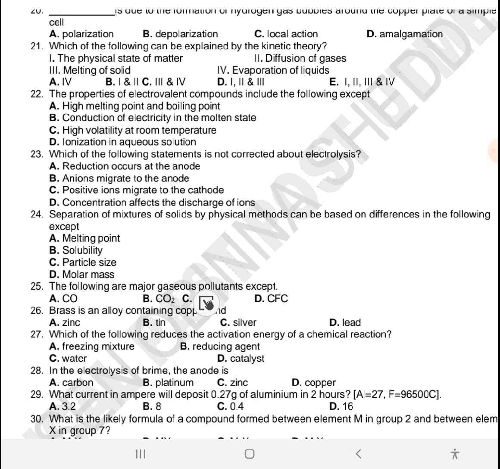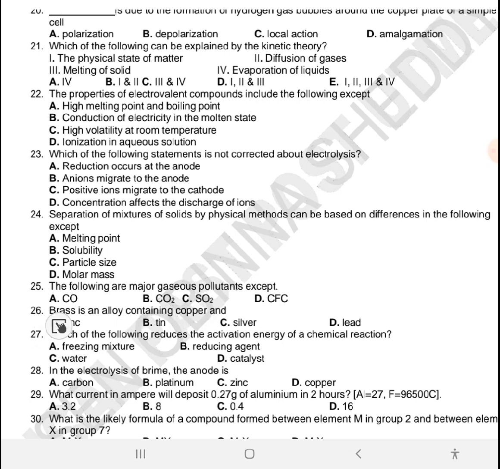Keep it in mind. SO2, this is a pollutant you find a lot, and also NO2 around refineries, car parks, etc., where you use huge amount of fuels, gasoline, fuel. Then CFC, this one also, yes, it is.